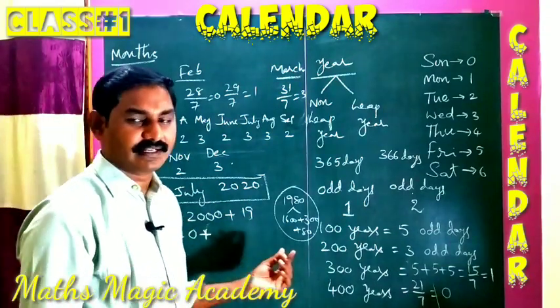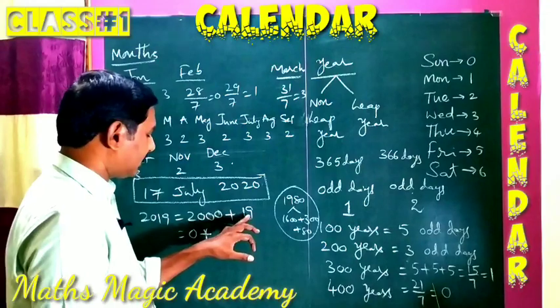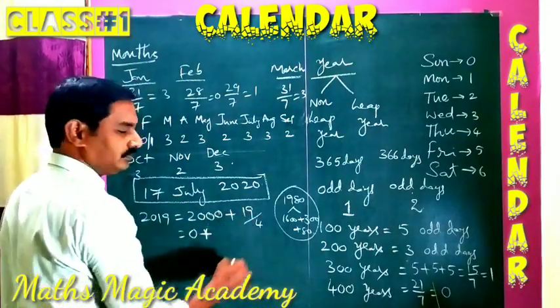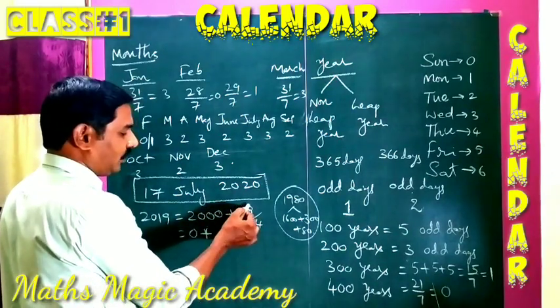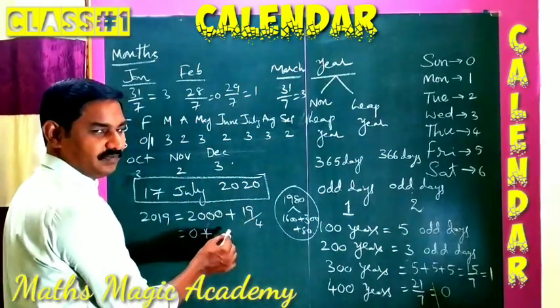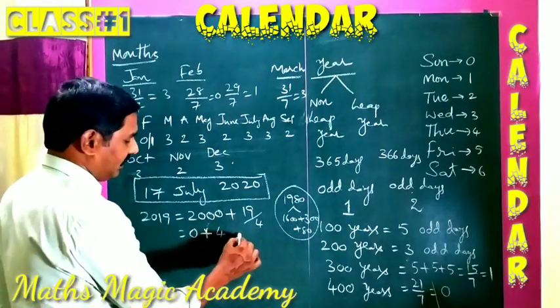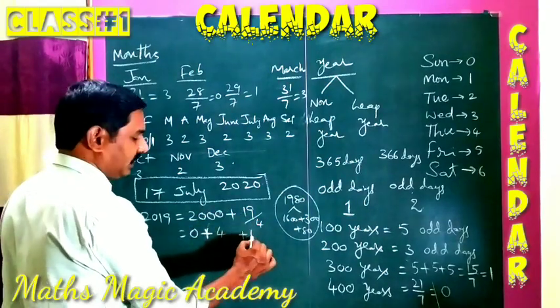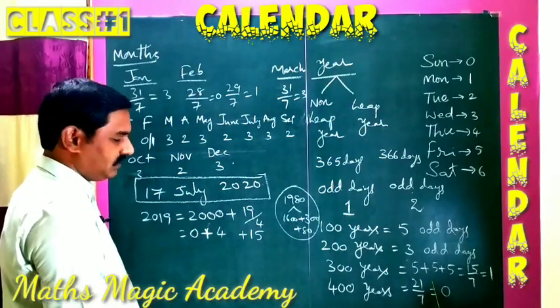In these 19 years there will be leap years and non-leap years. How many leap years are there? How to find the leap years? Just divide by 4. 19 you have to divide by 4. What you will get? 4 4s are 16. So 4 leap years will be there. And if 4 are leap years in this 19, how many non-leap years? 15 are non-leap years. Understood?